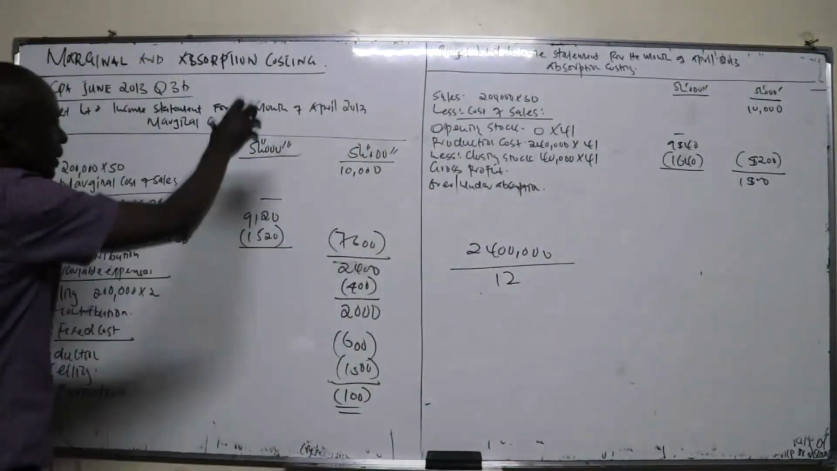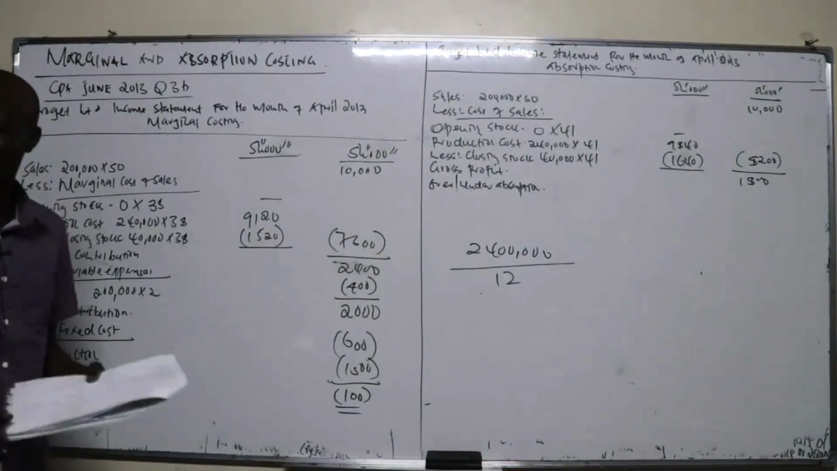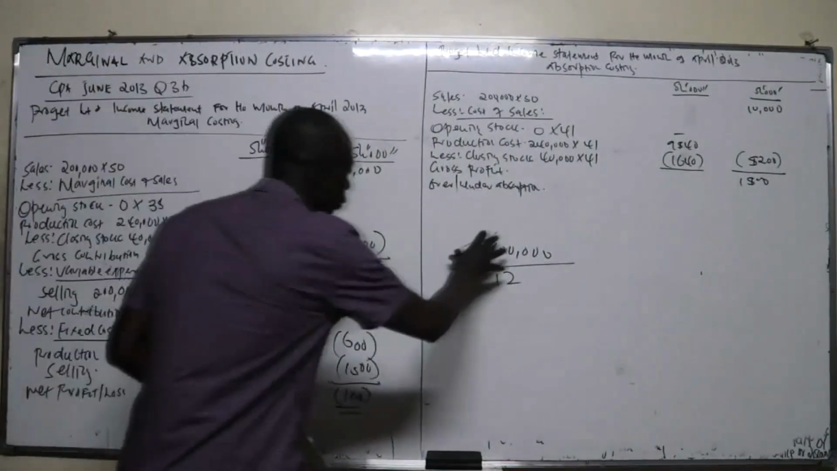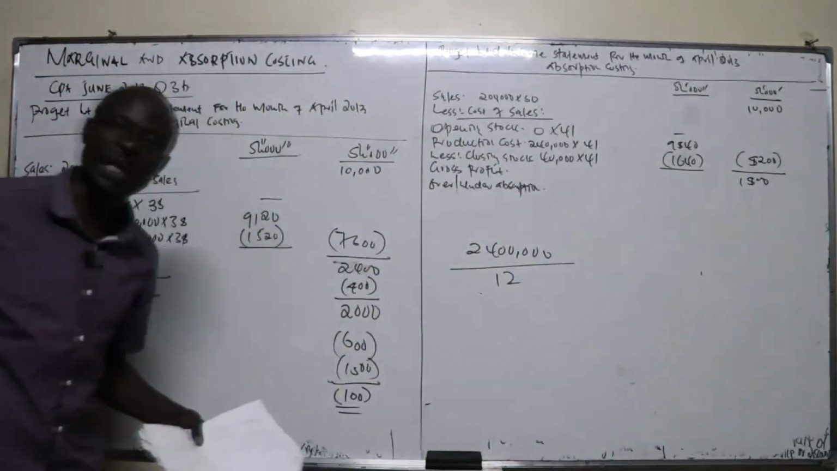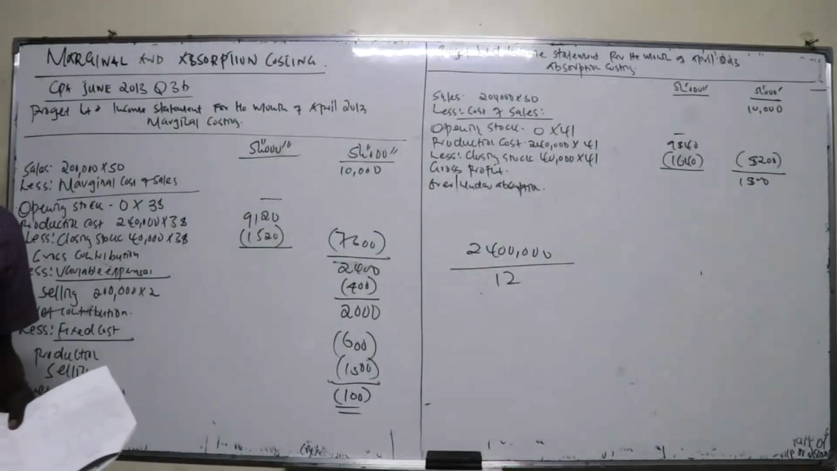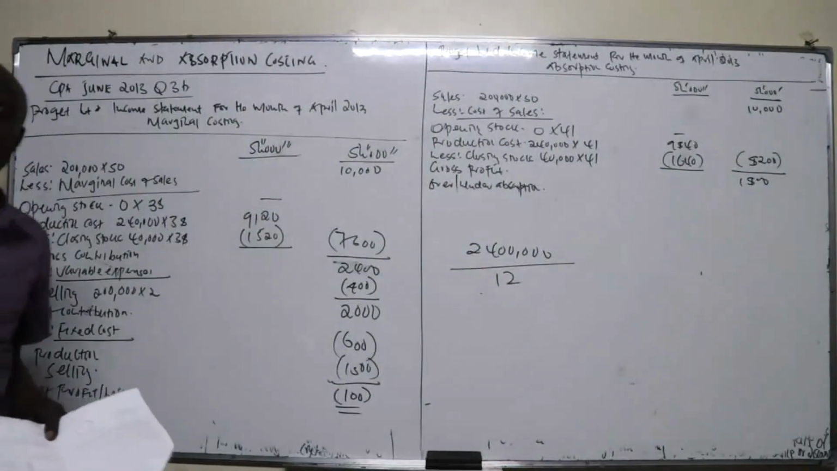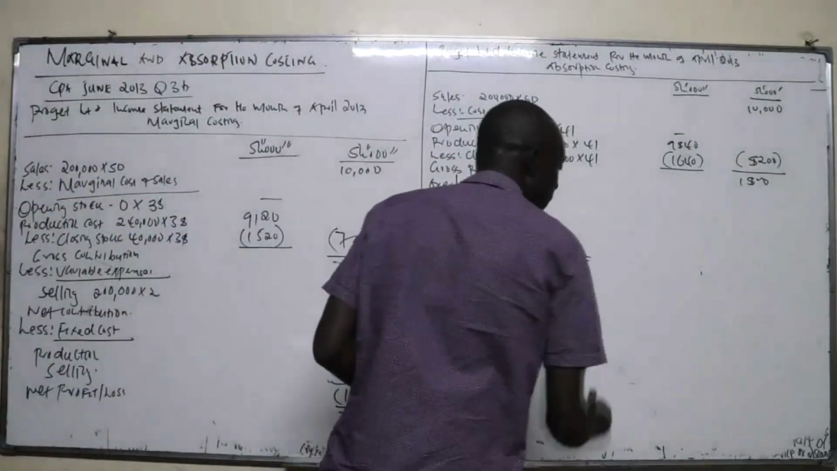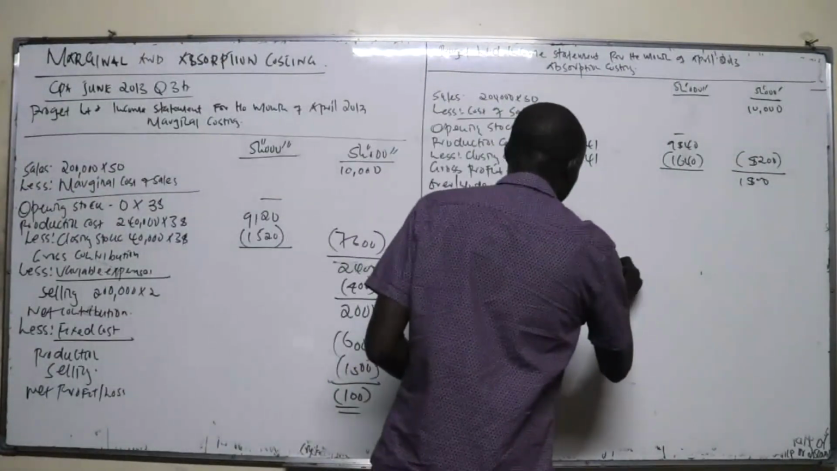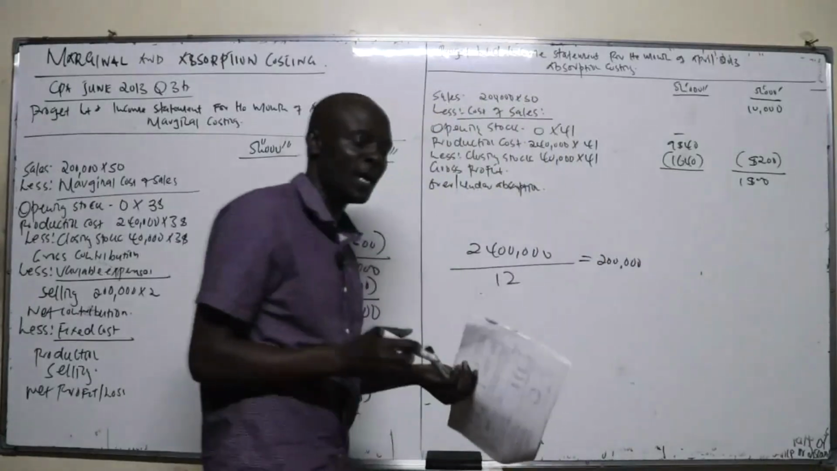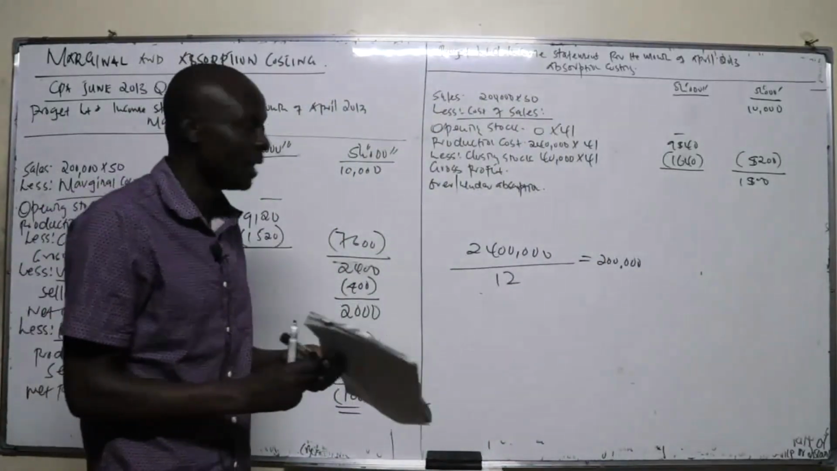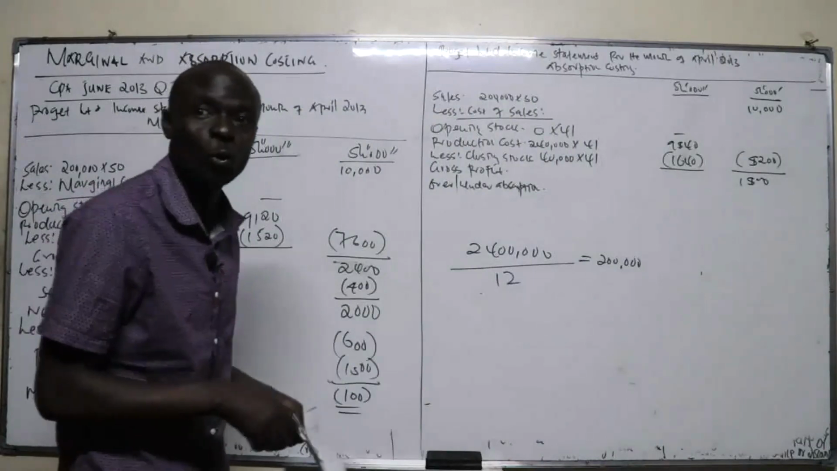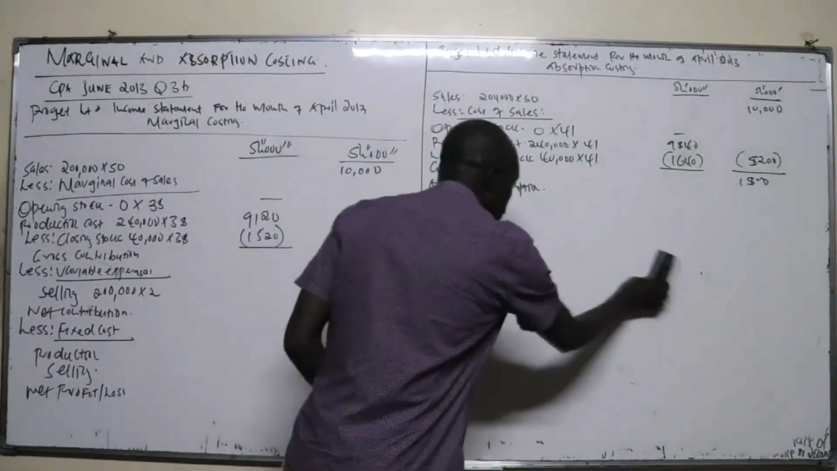Remember, we are preparing the statement for 1 month. We're not preparing for the whole year. So we divide the total number of units that are supposed to be produced in a year by 12. Why 12? Because we want to know the production per month. So then that will give us how much? 200,000. The normal production per month is supposed to be 200,000. But in this month, they produced how many? 240,000. So they surpassed the normal.